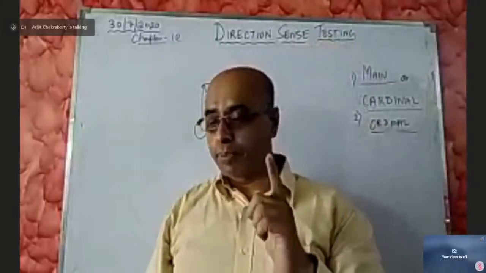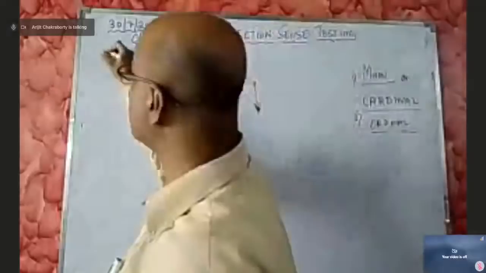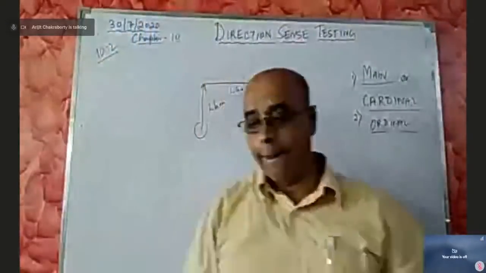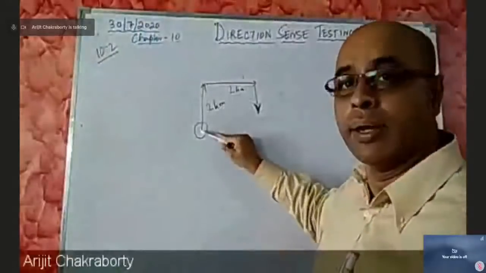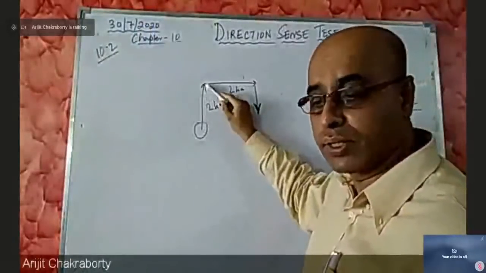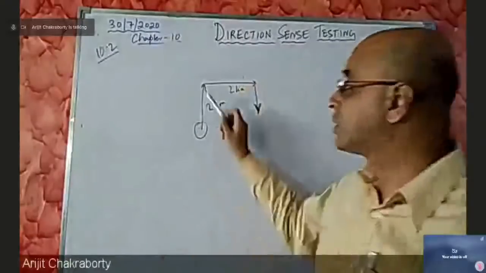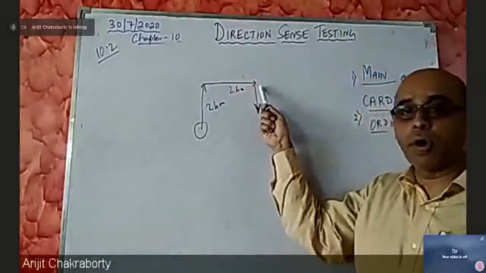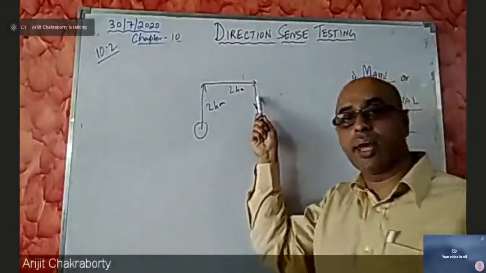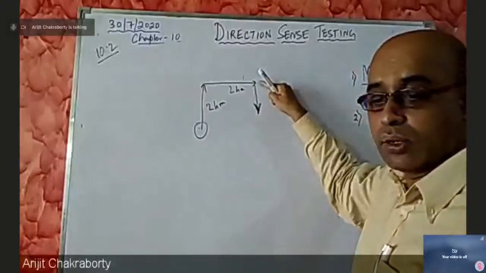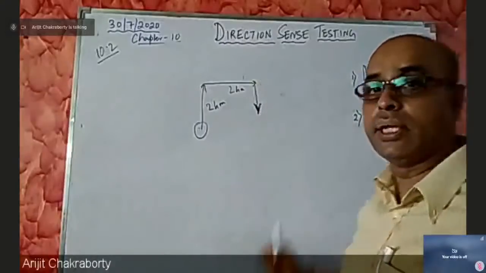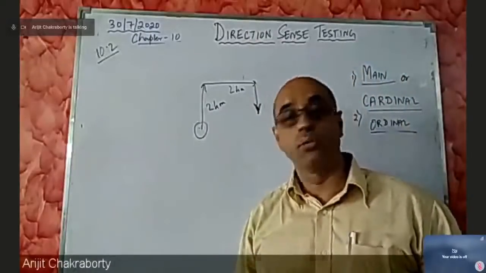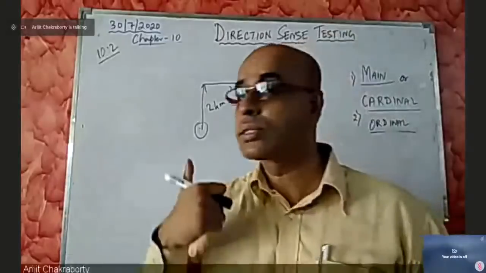Example number 1, page 10.2. So the man has started from here, he is moving towards the north for 2 kilometers, taking a right turn. So he takes a right turn here, moves again for 2 kilometers, and at this point he takes a right turn again. So automatically you can understand that he is moving downwards, and downwards means he is moving towards which direction? It is south.